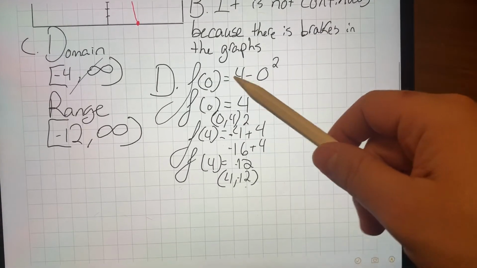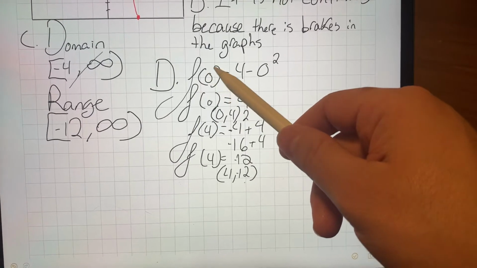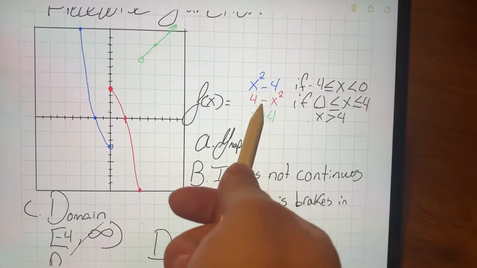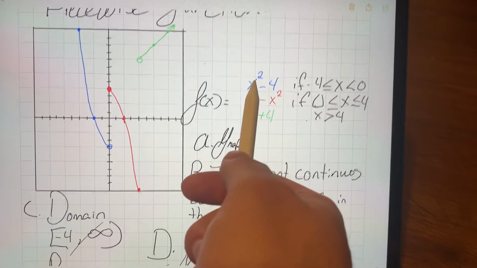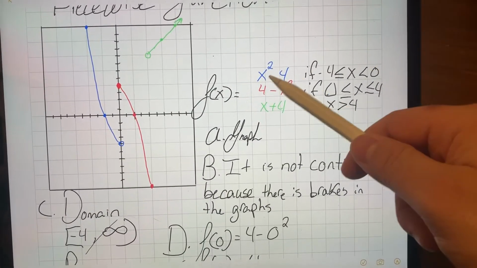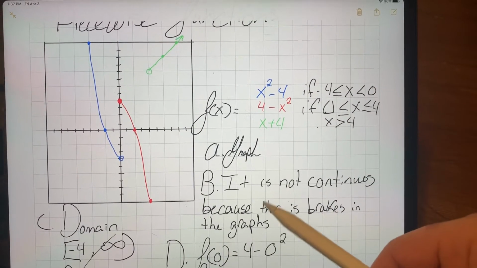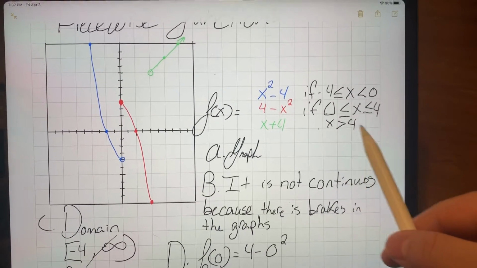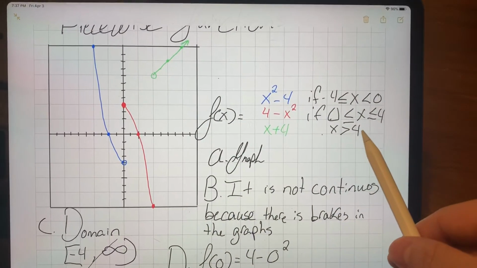Now, if we wanted to find our y at x equals 0, we would have to figure out which equation we actually have 0 in. And since for our first equation, 0 is not being touched by this line because it's not equal to 0, it is less than 0, it won't be this equation. And there's no 0 here. It goes past 0. So it won't be this equation.